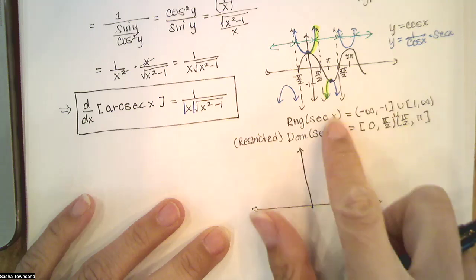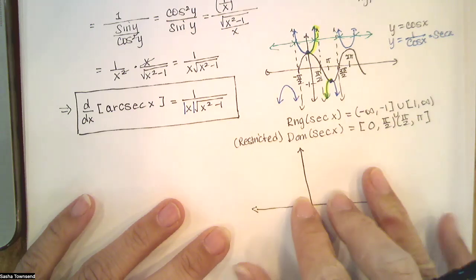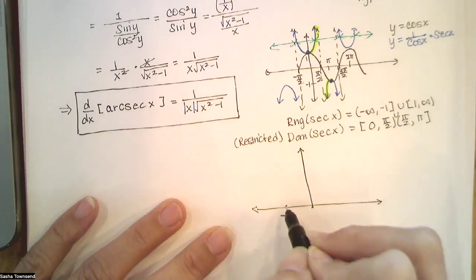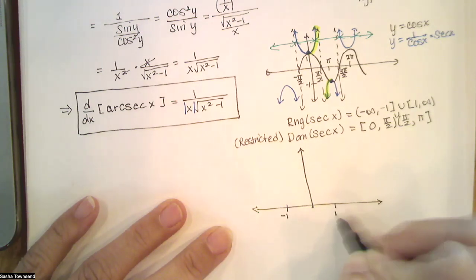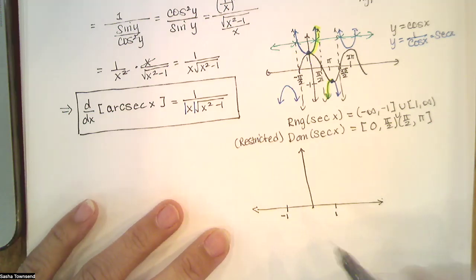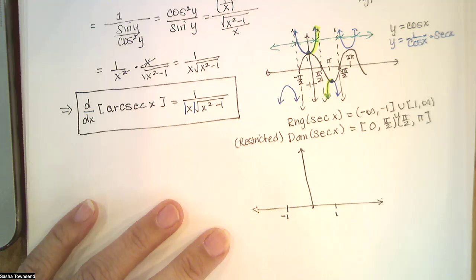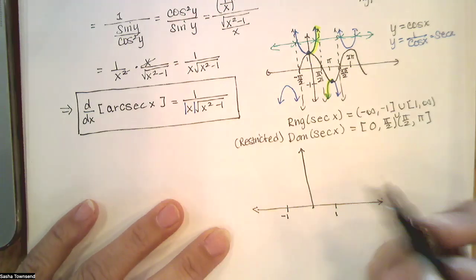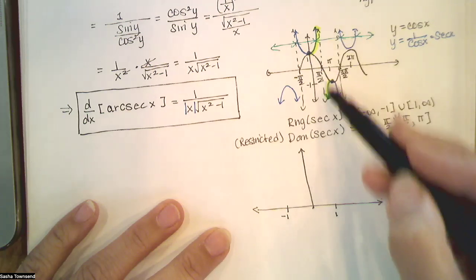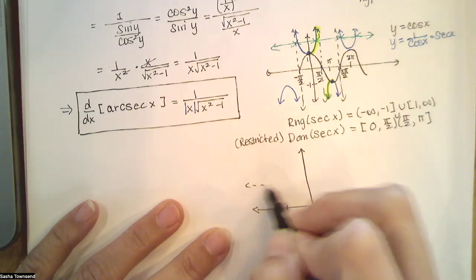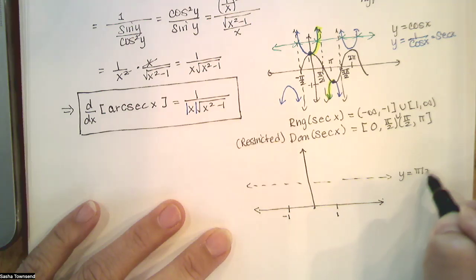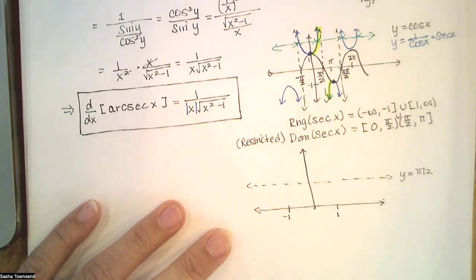So what used to be the range of the secant is now the domain of this function. So our new function is defined on the interval from -infinity to -1, and then the interval from 1 to infinity. So it skips all the x values between -1 and 1. And then this vertical asymptote at x equals pi over 2 becomes a horizontal asymptote at y equals pi over 2 when we switch the roles of x and y.